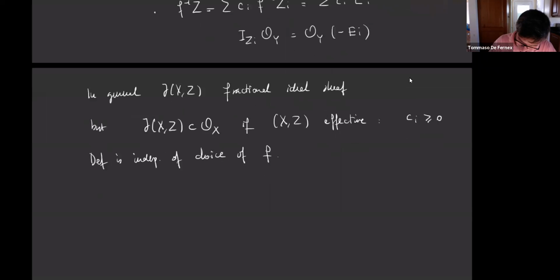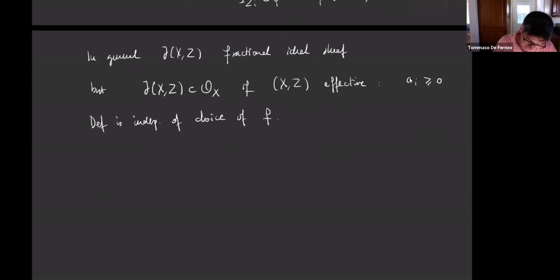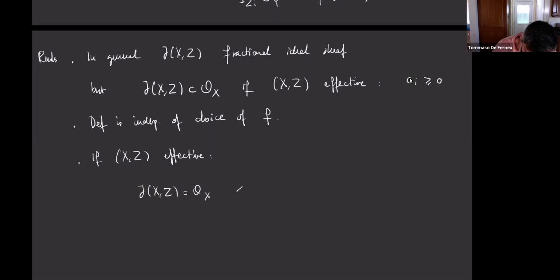But I'm gonna skip that. So this is a remark, by the way. The third remark is that you can check: if X is effective, as we always assume in the future, then you can check that the multiplier ideal of Z is trivial if and only if the pair is KLT.